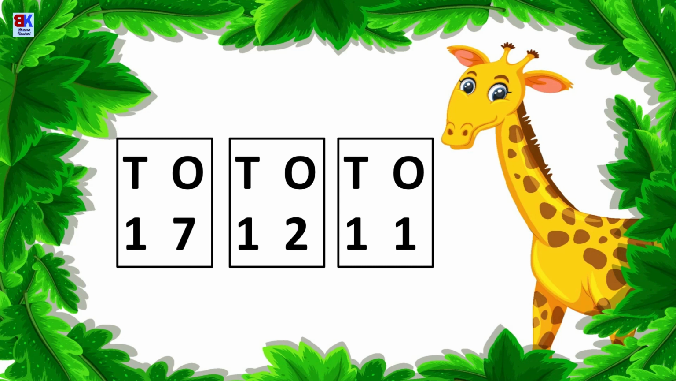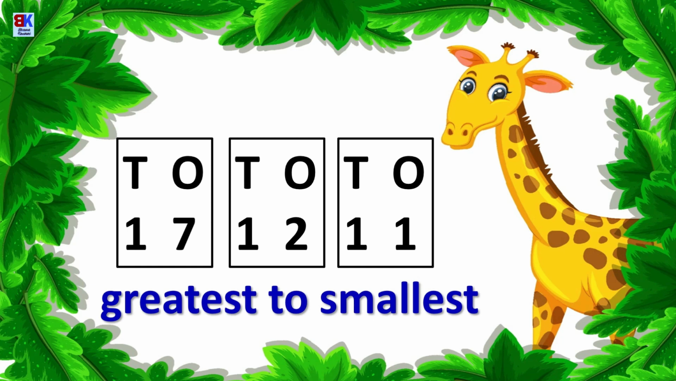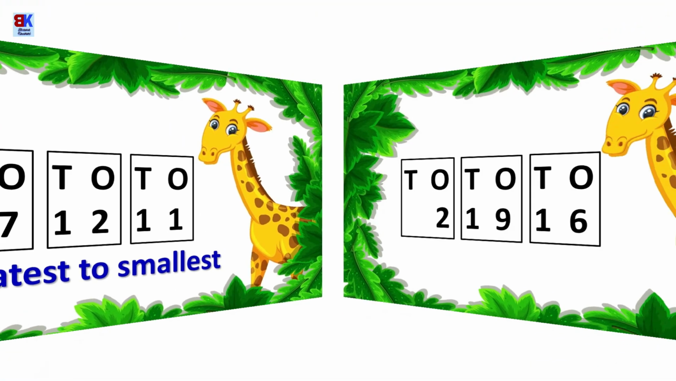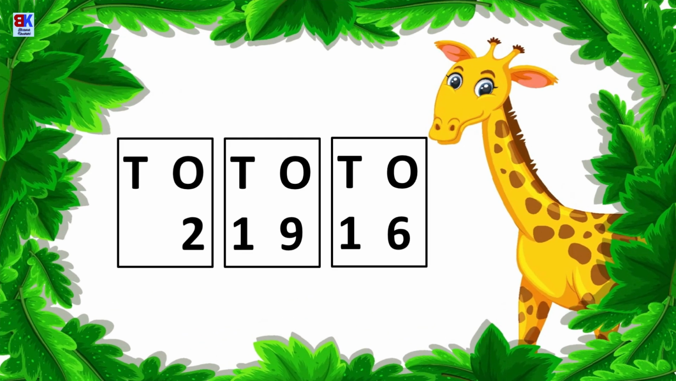So when we arrange the numbers in descending order, it will be like this. 17 is the greatest, 12 is lesser than 17 but greater than 11, and 11 is the smallest. So we have arranged these numbers from greatest to smallest, that is, in descending order. Let's see the next example. 2, 19 and 16. We have to arrange them in descending order.